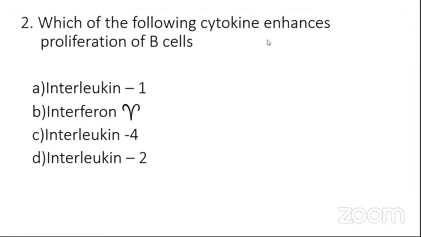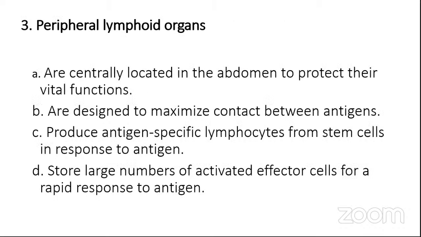Which of the following cytokines enhances proliferation of B cells? Is it interleukin 1, gamma interferon, interleukin 4, or interleukin 2? Interleukin 1 is called an endogenous pyrogen. It is interleukin 4 which stimulates and initiates the proliferation of B cells. Okay. It will be confusing now, but once you read and prepare notes, you will remember.